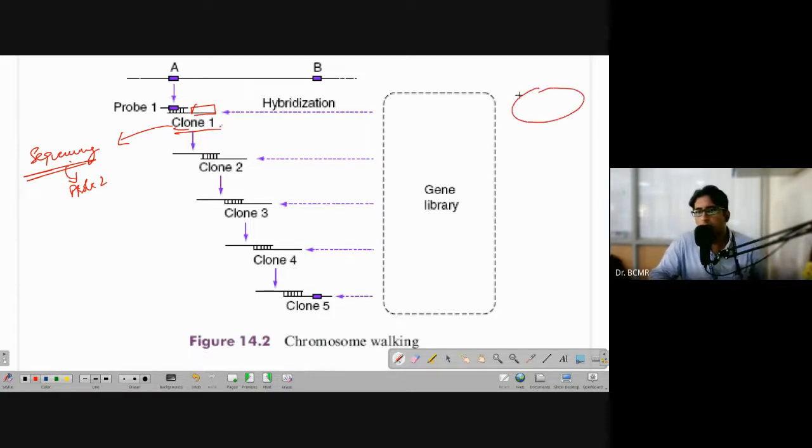Or simply, I will just take the fragment from clone 1. Clone 1 would look something like this. I would take this, radiolabel it, and use the whole fragment as a probe. That is what I think they have done: used clone 1 as a probe and figured out what is in the following clone. Then they used this whole clone fragment as a probe and figured out the next one. That way, they are walking from one step to the other.